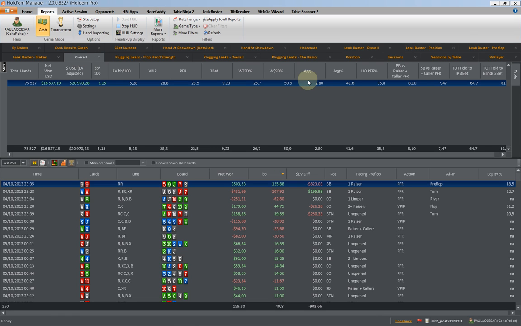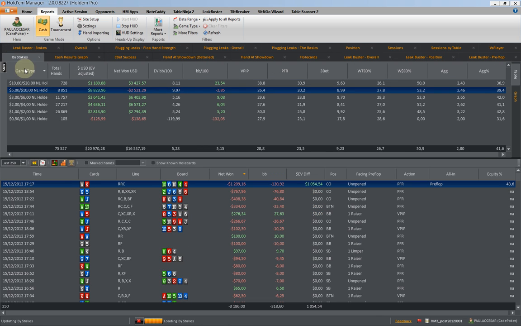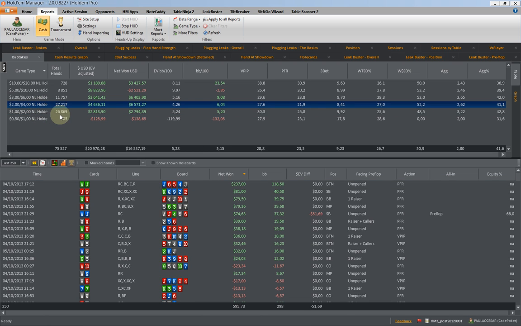You should pay attention to this one, the by stakes report. For example, with this account I played 75,000 hands, and you can see that I played mostly from $200 tables to $2,000 tables. You can check the difference for any stake, the difference between the 200 tables and the 400 tables, for example, etc.